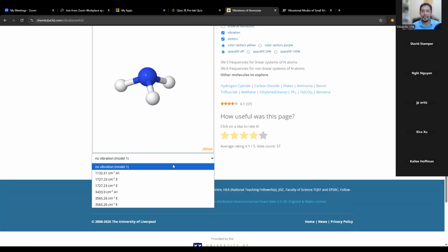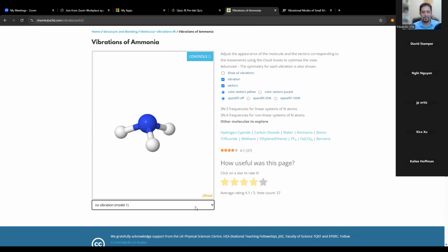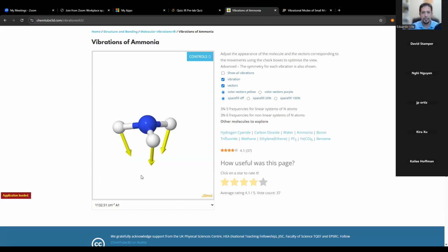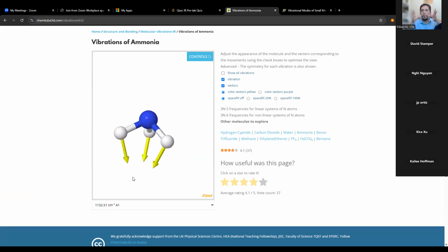So that's also an indicator. If you have something that is complex and you only see a few peaks, something went wrong. If you have something that is very simple and you see a lot of peaks, there's probably some contamination or something else in there. But let's take a look. So you see the first vibration is at 1132 wave numbers. It's very similar to the water one, right? This is the same, the bending.